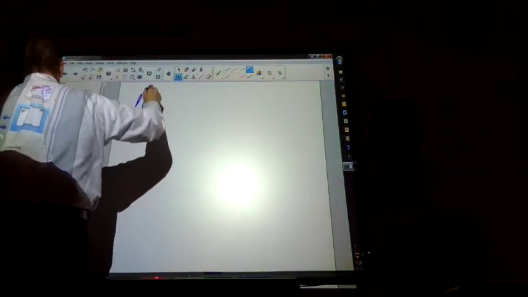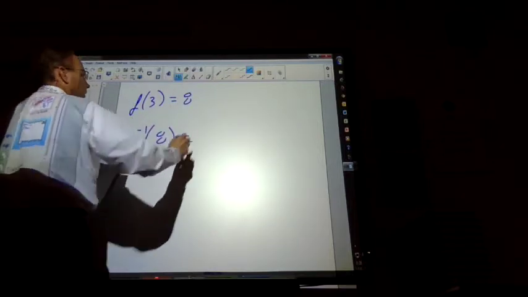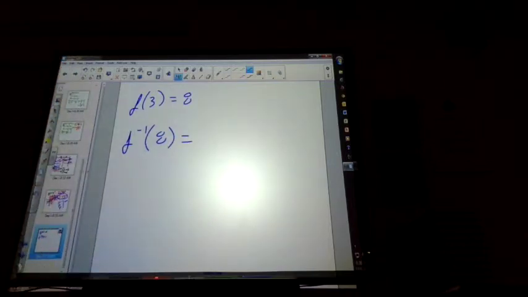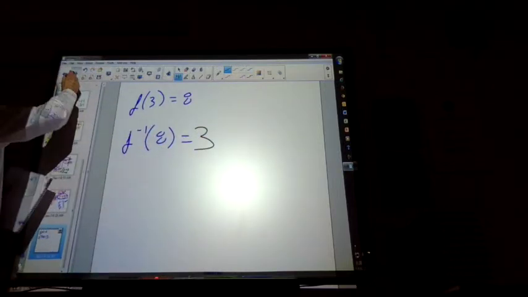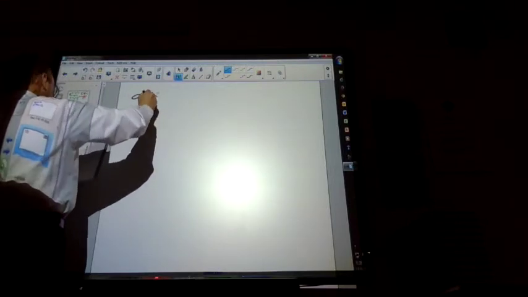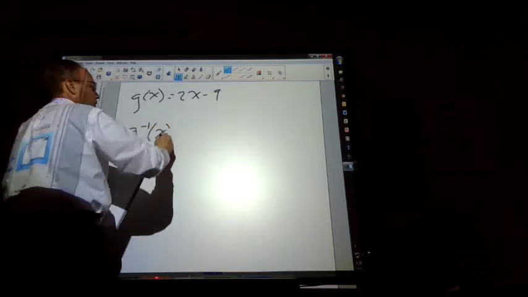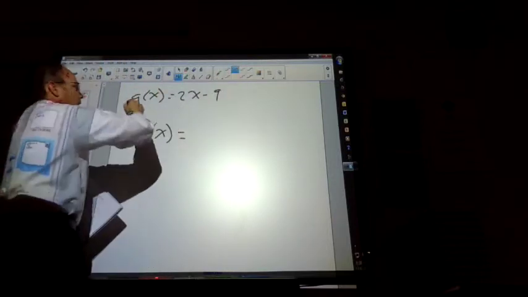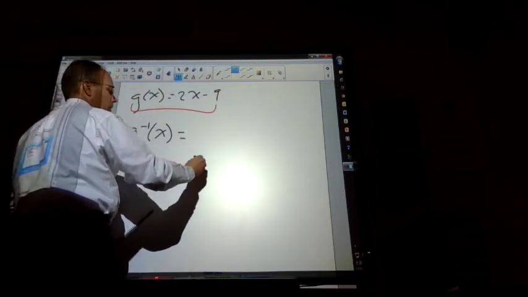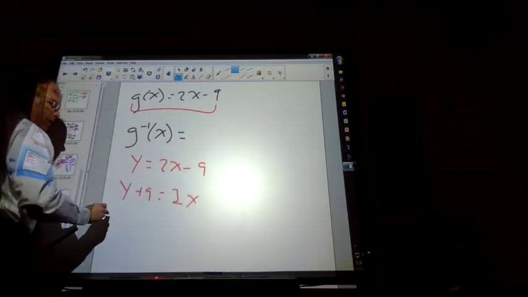So if I had function f at 3 is equal to 8, then what is this? Okay? If I had this, what is g at negative 1 of x? So you're going to take this and you do this. Then you're going to do this, right? Then divide everything by 2.